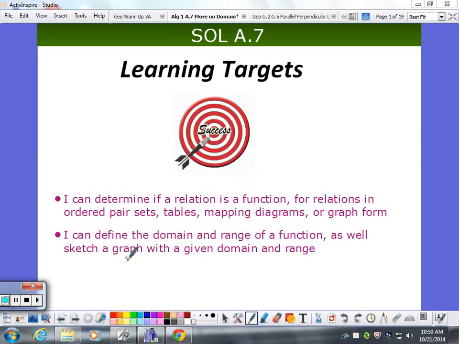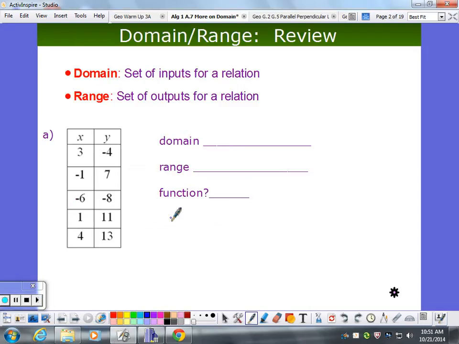So we're going to be looking at more about domain and range, basically. Okay. So, domain and range review, we did talk about this during our warm-up. The domain is a set of inputs. Think of it as just a bag of numbers. And those are things that are allowed to input into your relation.